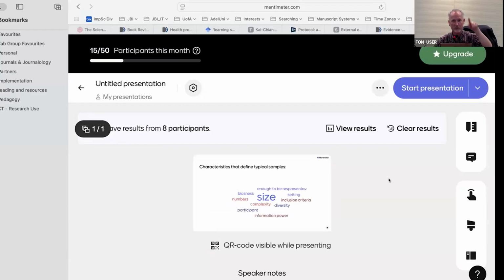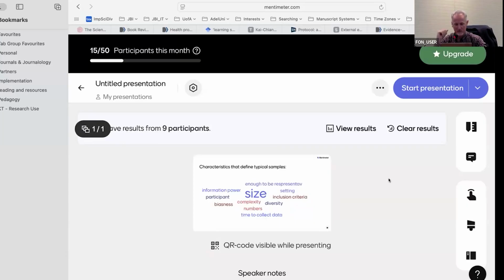The larger the word on the slide, the more people have said that word. It's still tiny though, isn't it? But size has been said several times. Time to collect data, diversity, inclusion criteria, information power. I really like that one. Enough to be representative. Yeah. So we've got some good descriptions. Because I'm going to run out of time, we'll go back to our PowerPoint and see if we had the same things.